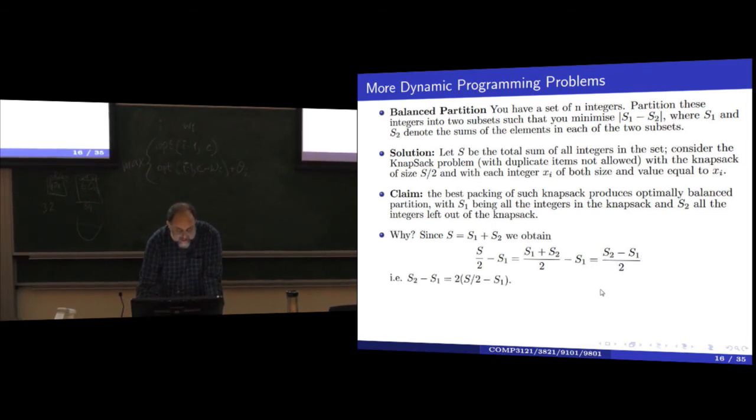So what does this mean? It means that the difference between the two partitions, S2 and S1, is equal to twice this quantity. But what is this quantity? This quantity is the leftover space in your knapsack, right, when the sum total is S1. So if you minimize this quantity, if you stuff your knapsack the best you can, then the difference between S2 and S1 will be as small as possible, right?